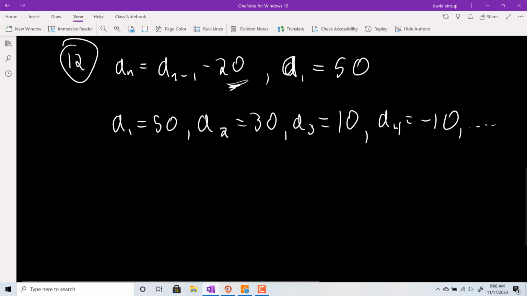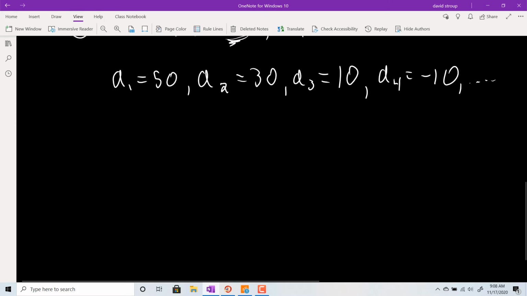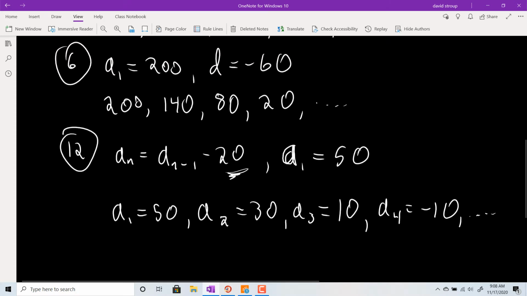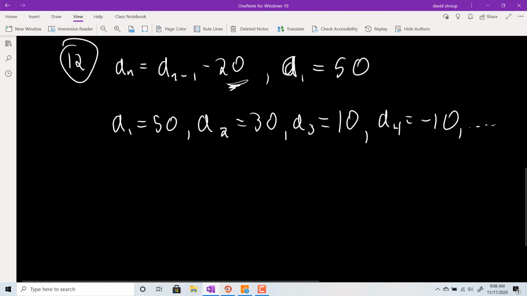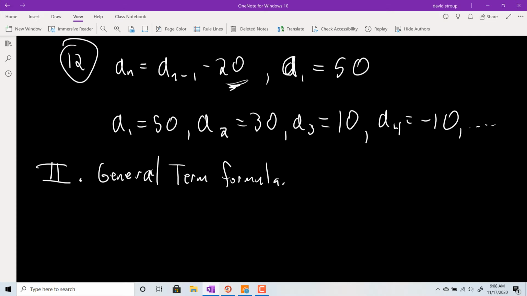Okay, we want a general formula, that nth term formula. So if you ask me what is a 3000, I can tell you. I don't have to go through a sub 1, a sub 2, all the way up to a sub 2999, right? So that's what I'm after. And this is where we're going to try to get it. So the general term formula for the arithmetic sequence.